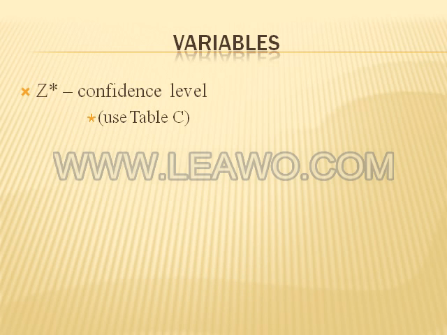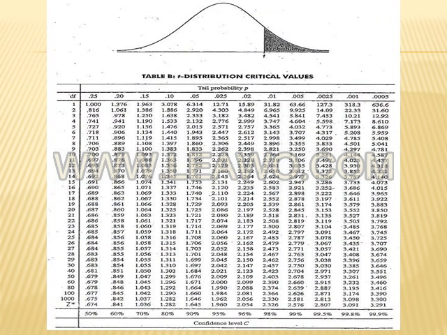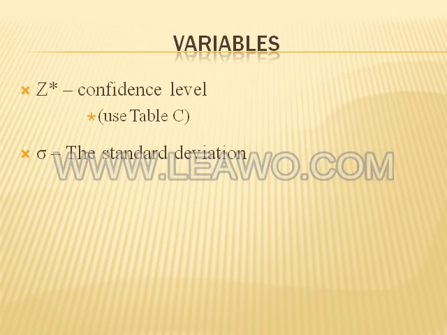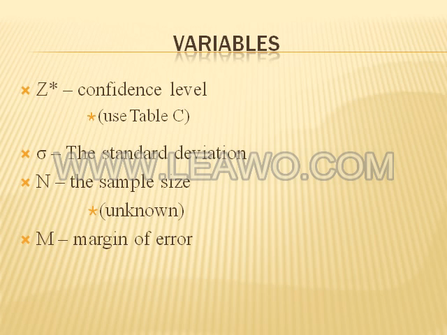Variables. Z star is the confidence level. To find the confidence level, use Table C. This is Table C. To find z star, use the bottom row of this table. Sigma is the standard deviation, n is the sample size, which is unknown, and m is the margin of error.